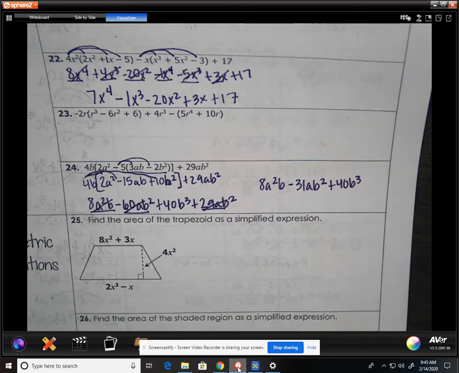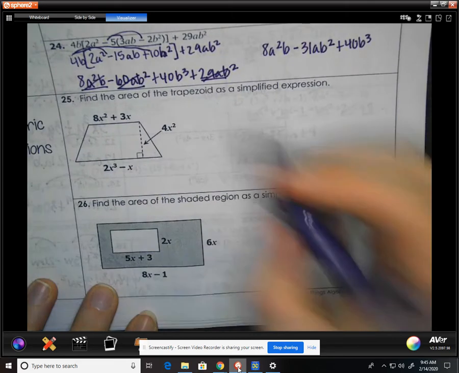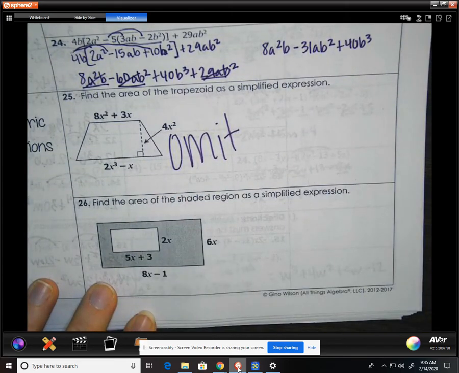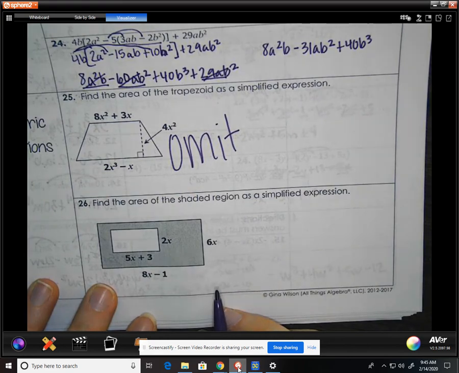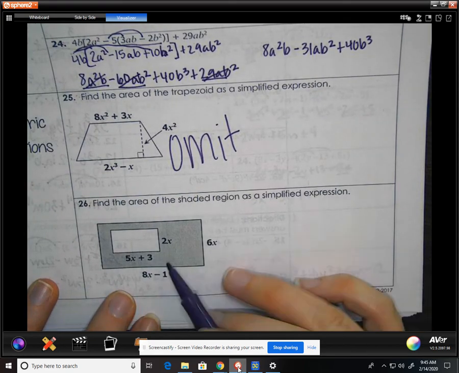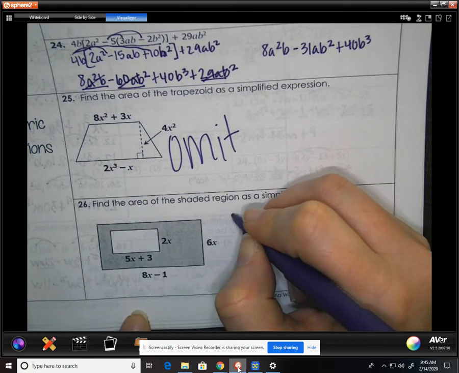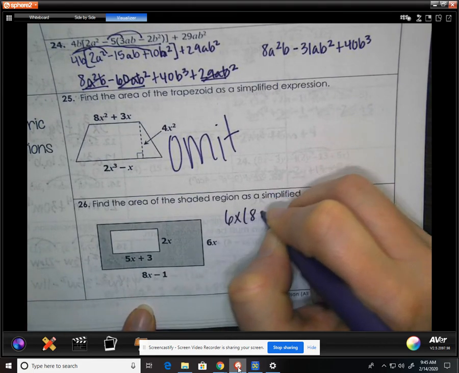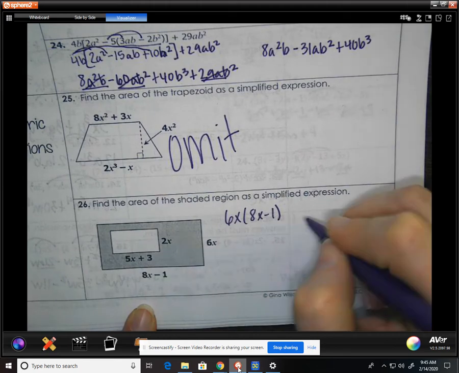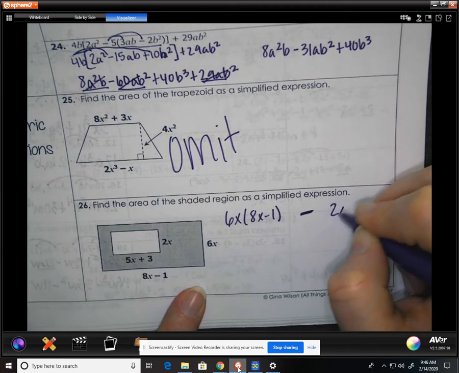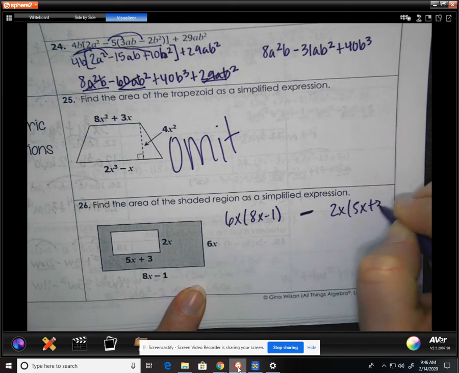That's my final answer. Okay, so for number 26, the last one, I want y'all to go ahead and just write omit over here on this trapezoid one. We're not going to find the area of that trapezoid. That's okay. To find the area of the shaded region, we're going to take the area of the big rectangle. So we're going to do 6x times 8x minus 1. And then we're going to subtract the area of the small one, which is 2x times 5x plus 3.